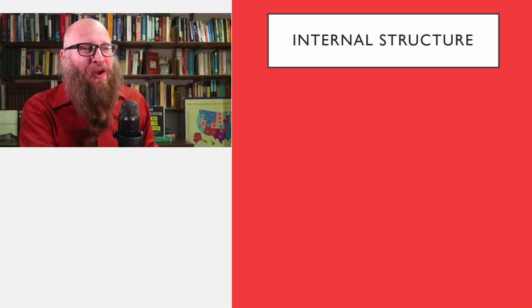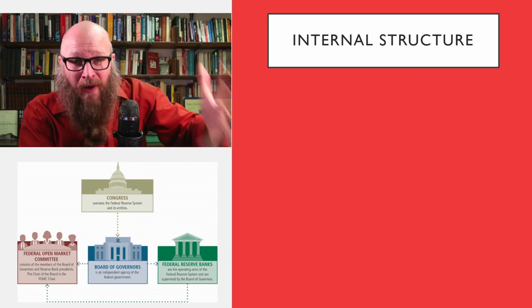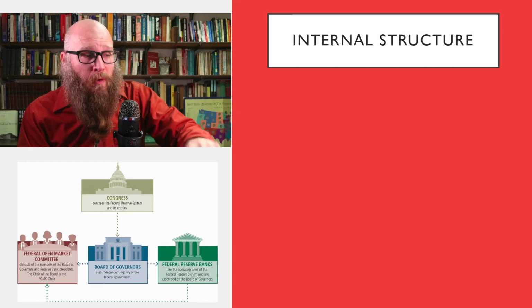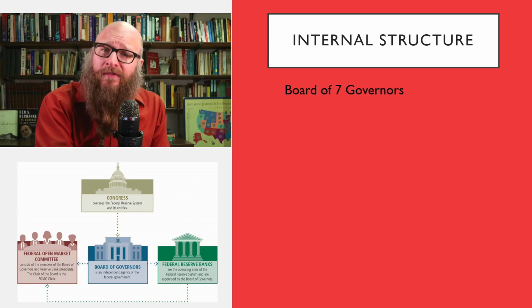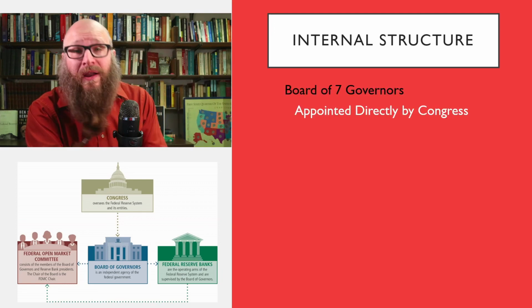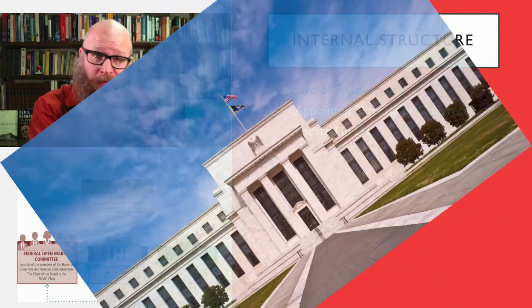Trust me, this is worth going through. Yes, it's called internal structure. Yes, I've got an org chart right underneath me. So Congress gives power to the Board of Governors, down below in blue. The board is composed of 7 governors. These are appointed directly by Congress. So the president nominates and then the Senate confirms. This is located in D.C. That's the famous building we always show you.